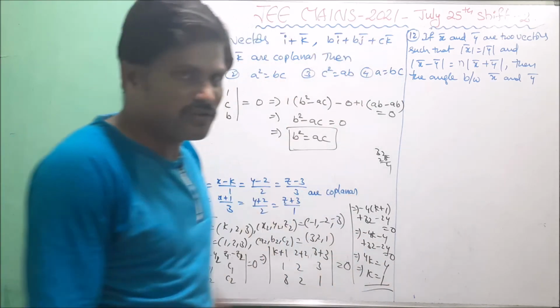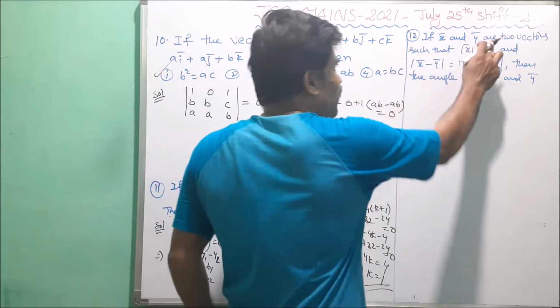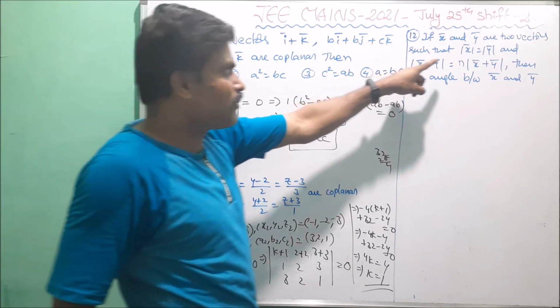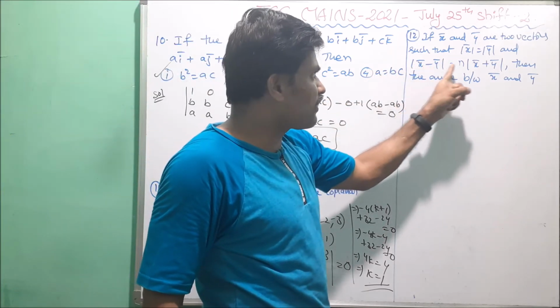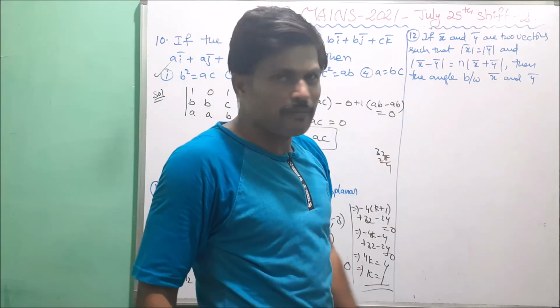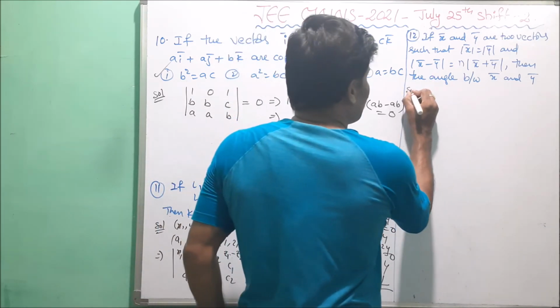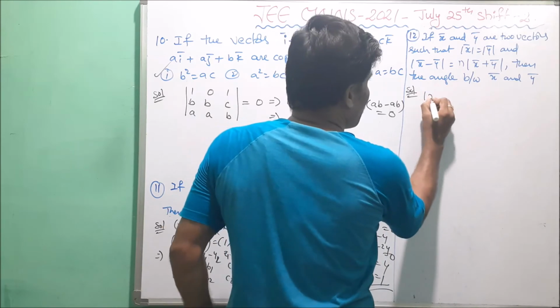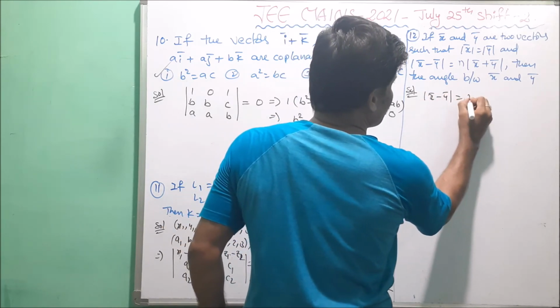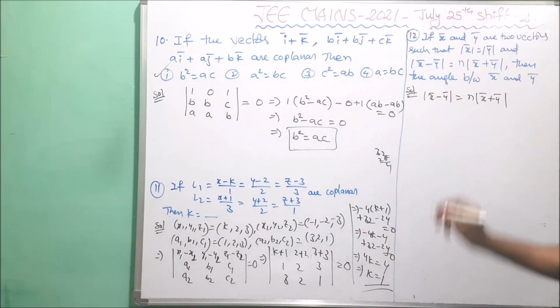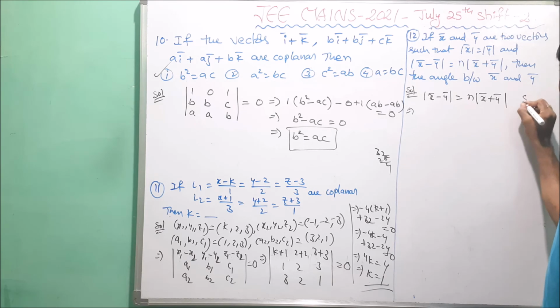Similarly, the next question. If x bar and y bar are two vectors such that mod x bar equal to mod y bar and mod x bar minus y bar equals n into mod x bar plus y bar, then the angle between x bar and y bar. Now here also first we take mod x bar minus y bar equals n into mod x bar plus y bar. Now in that we write mod x bar minus y bar, squaring on both sides.